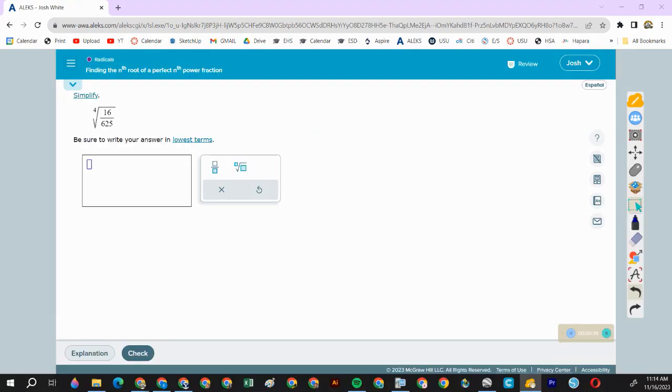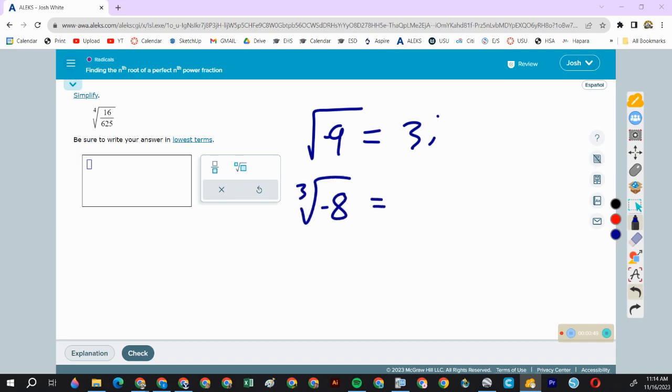So if I had the square root of negative 9, that answer is 3i, right? What about the third root of negative 8? That's just negative 2, because negative 2 times negative 2 times negative 2 is negative 8. What about the fourth root of negative 81? 3i. So evens create i's, odds do not. Okay.